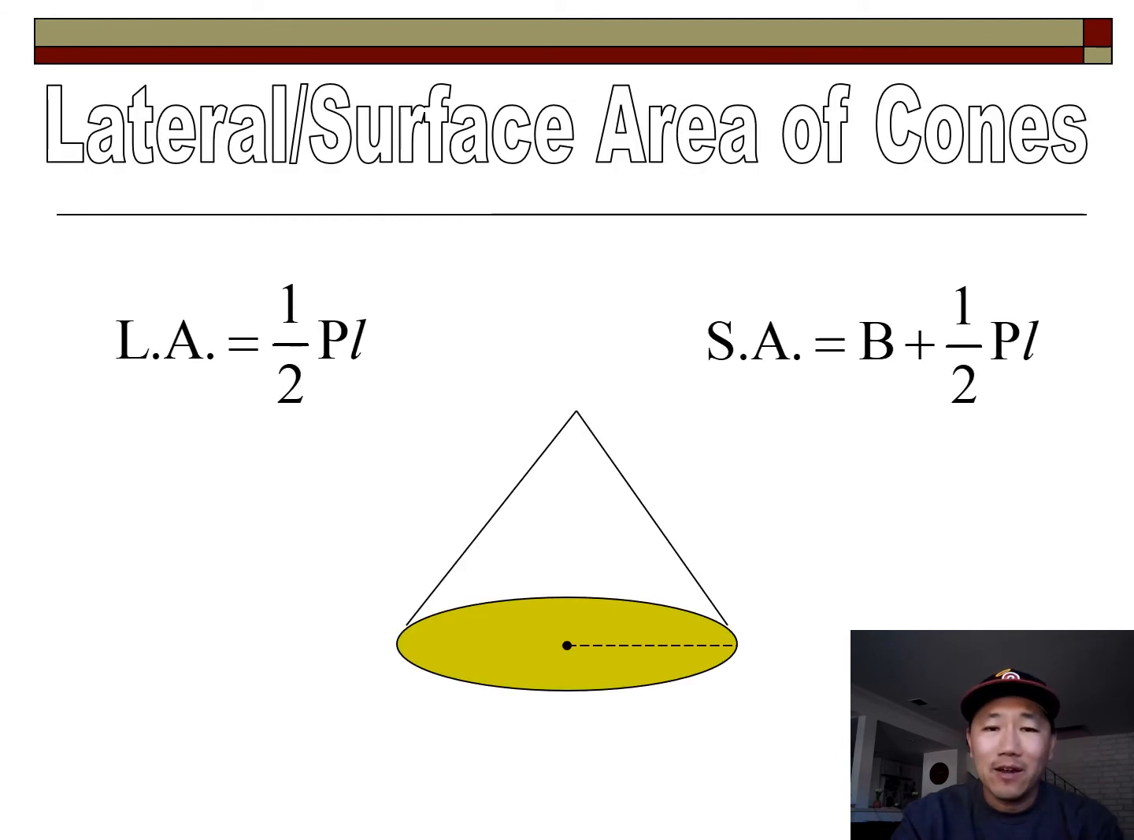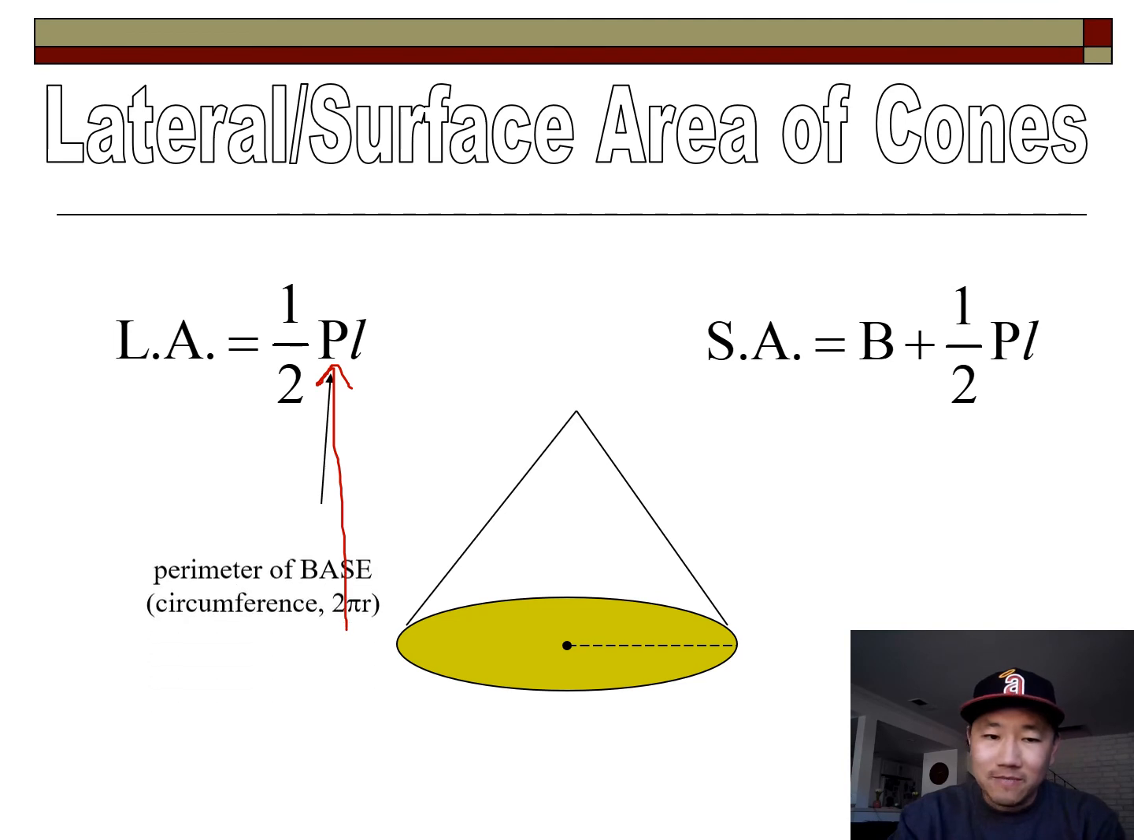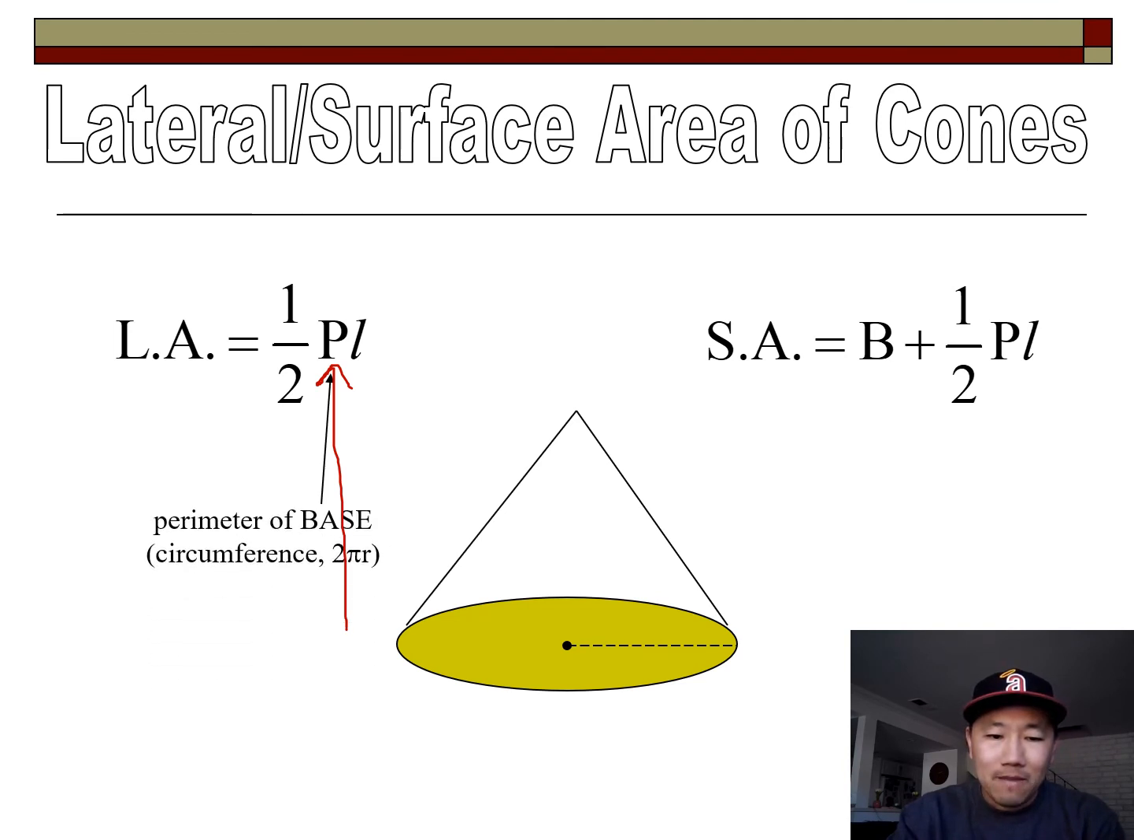All right, lateral area and surface area of cones. Guess what? It's the same exact formula as a pyramid. It kind of looks like a pyramid. The cone is upside down, so now it's a pyramid. The only difference is this P right here, it's still called the perimeter of the base, but again, you notice what is the shape of the base? It's a circle. So when we're talking about perimeter of circles, it has a different name. It is called the circumference. And the circumference of a circle has a formula on its own, 2 pi r.